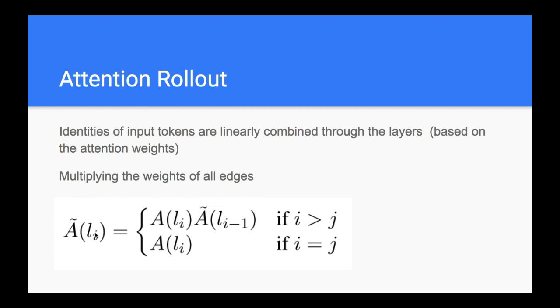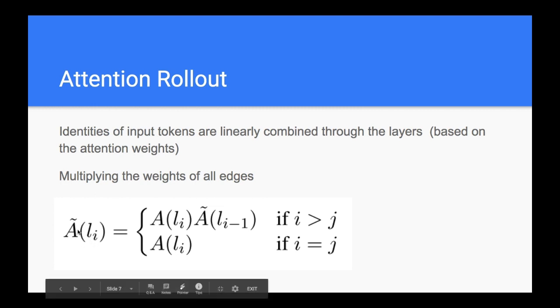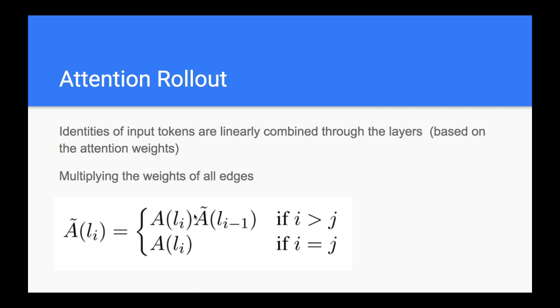So for example, if we want to calculate the effective attention weights in layer 3, the third layer, then we need to calculate the attention weights in the second layer and also calculate the attention weights in the first layer. So it multiplies back until you reach the first layer.